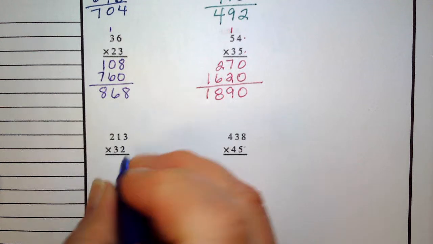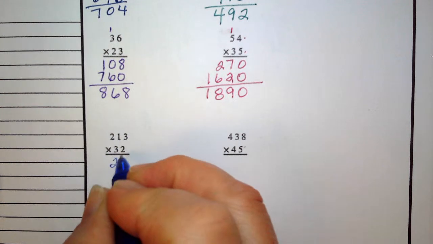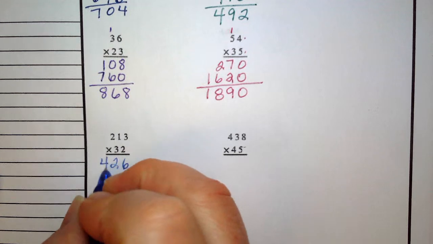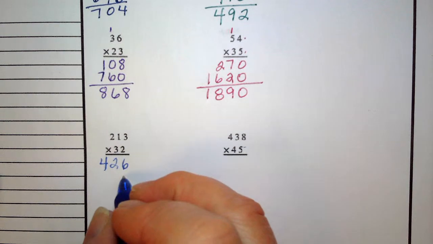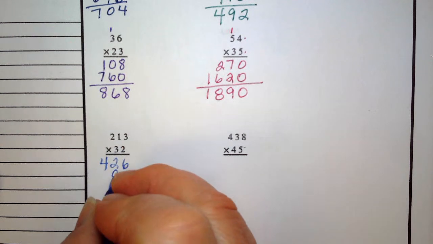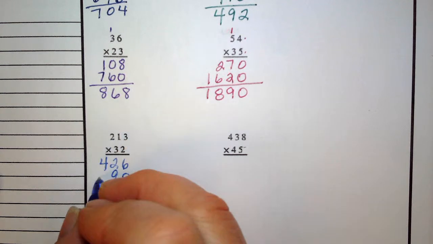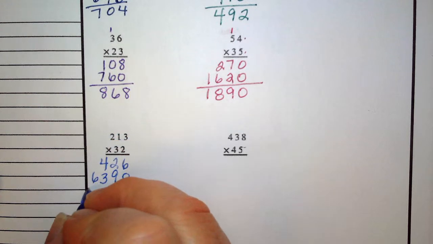2 times 3 is 6. 2 times 1 is 2. 2 times 2 is 4. I've got to put a 0 down. 3 times 3 is 9. 3 times 1 is 3. 3 times 2 is 6.